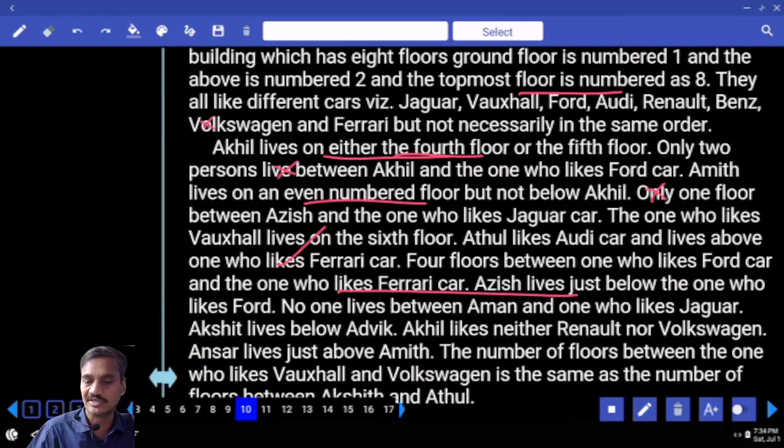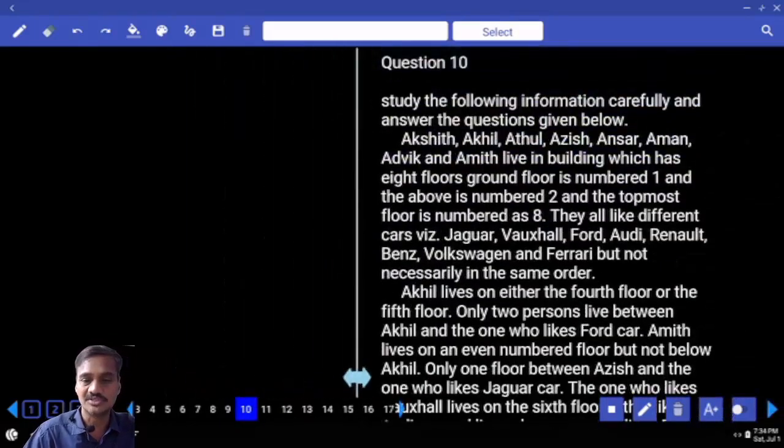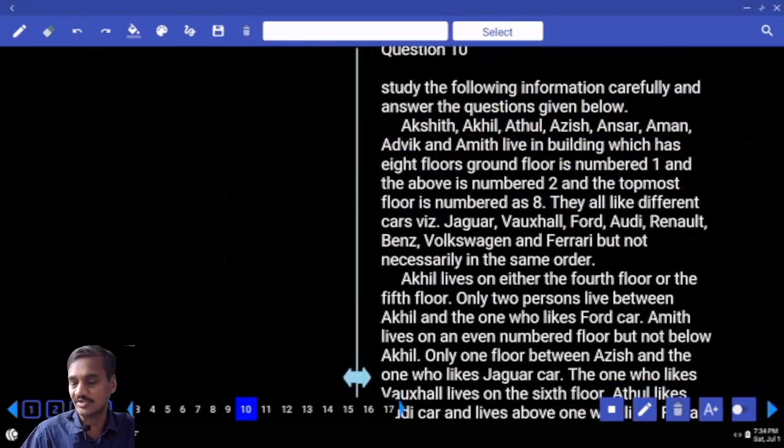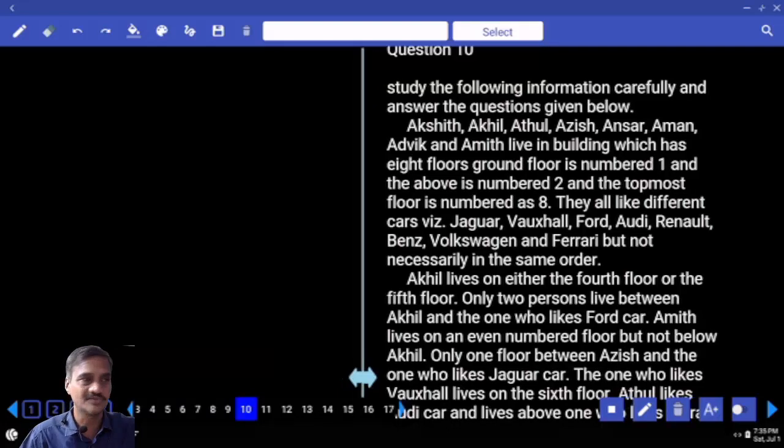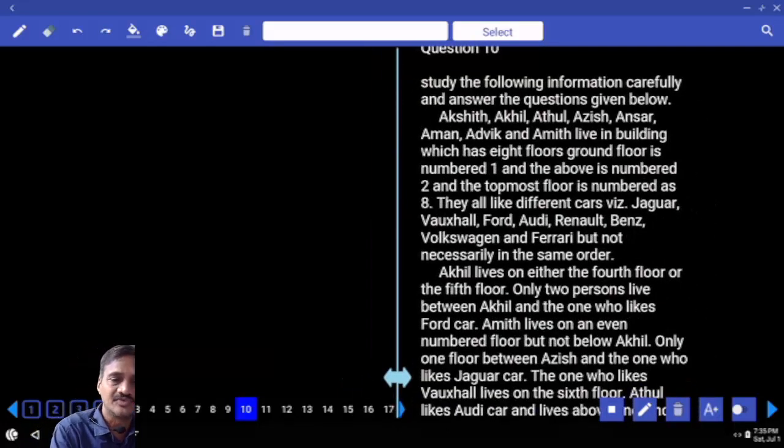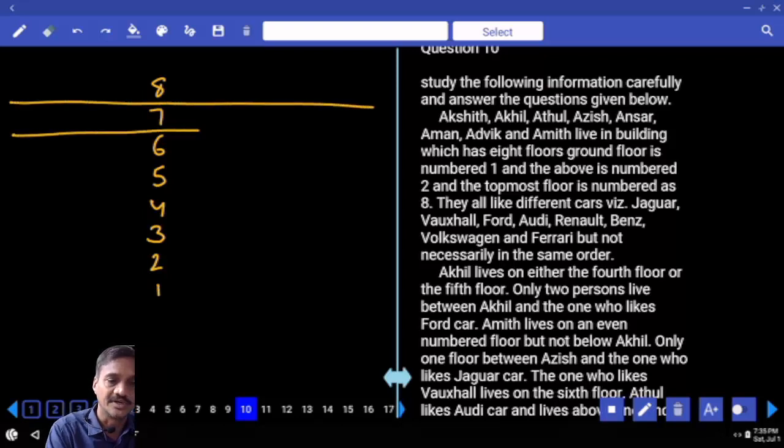Then next one, question number 10 onward. These are based on floors. There are 8 floors, number 1 and number 2, and they all like different cars. The floor arrangement along with different cars is given. Definitely this is under the first priority. Floors 8, 7, 6, 5, 4, 3, 2 and 1. Now 8 persons are staying on these 8 different floors, and each one of them likes a different car as well.